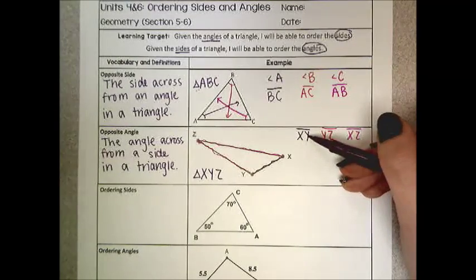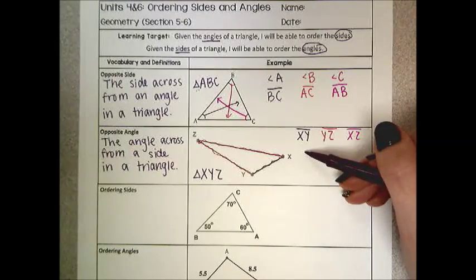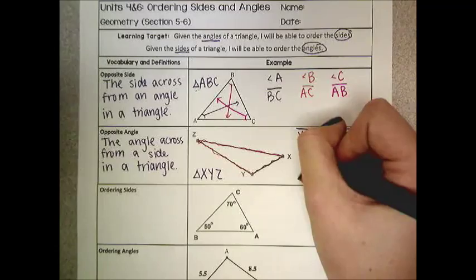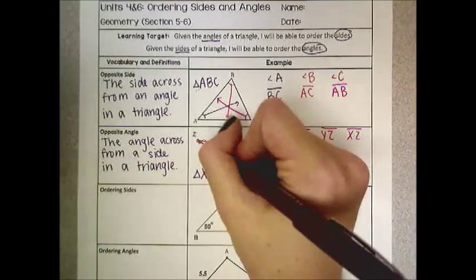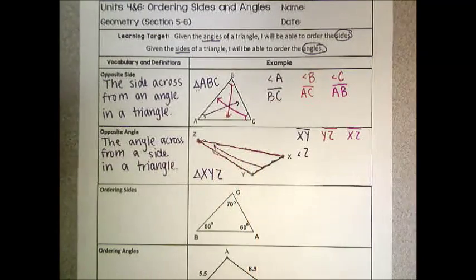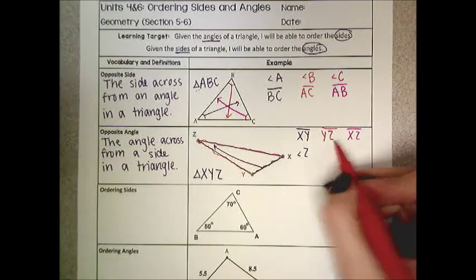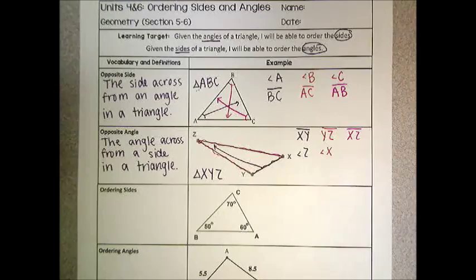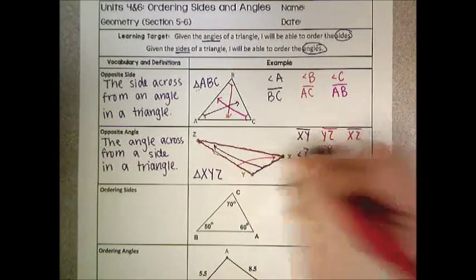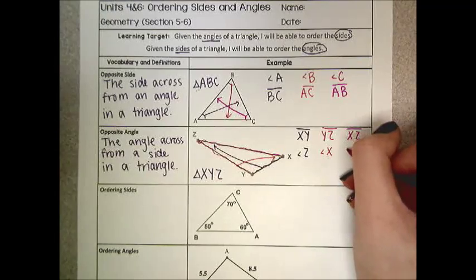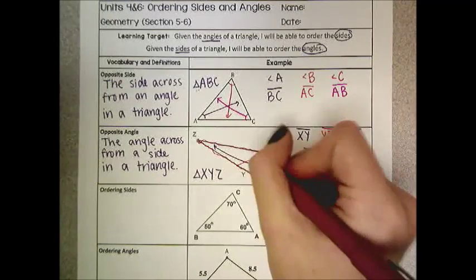So now that I have two letters, the angle across from it is the only letter that is missing. So XY, the angle across from that is angle Z. And again, you can draw these little arrows if that helps you see it. Side YZ, the angle across from that is going to be my missing letter, which is X. And then last but not least, side XZ, the missing angle is Y.